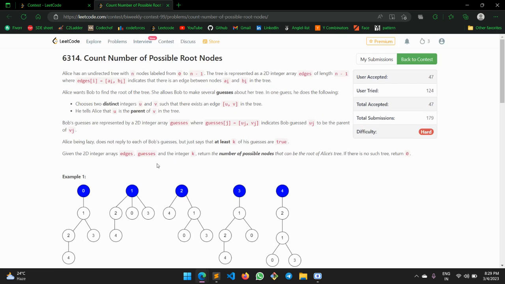लास्ट प्रॉब्लम. Alice has an undirected tree with n nodes labeled from 0 to n-1. The tree is represented as a 2D integer array, edges of length n minus 1.